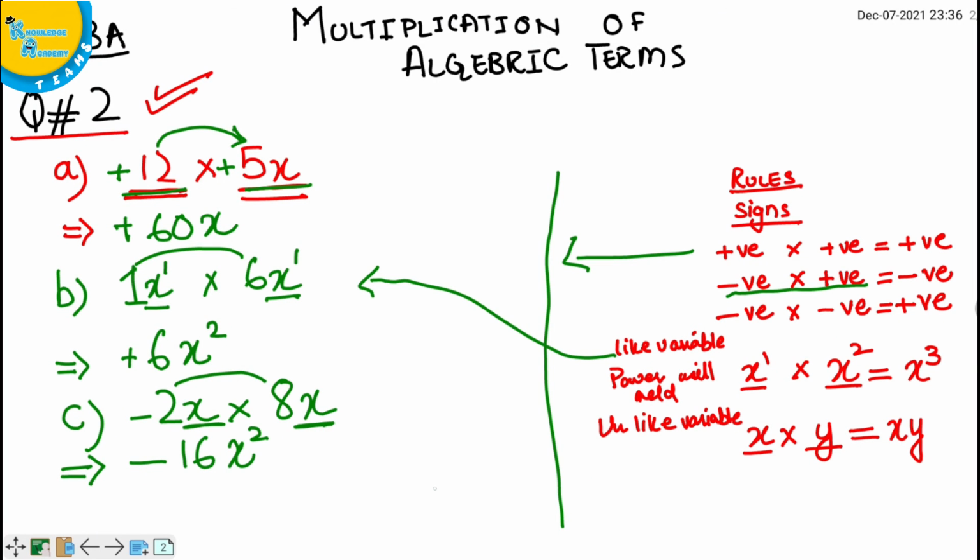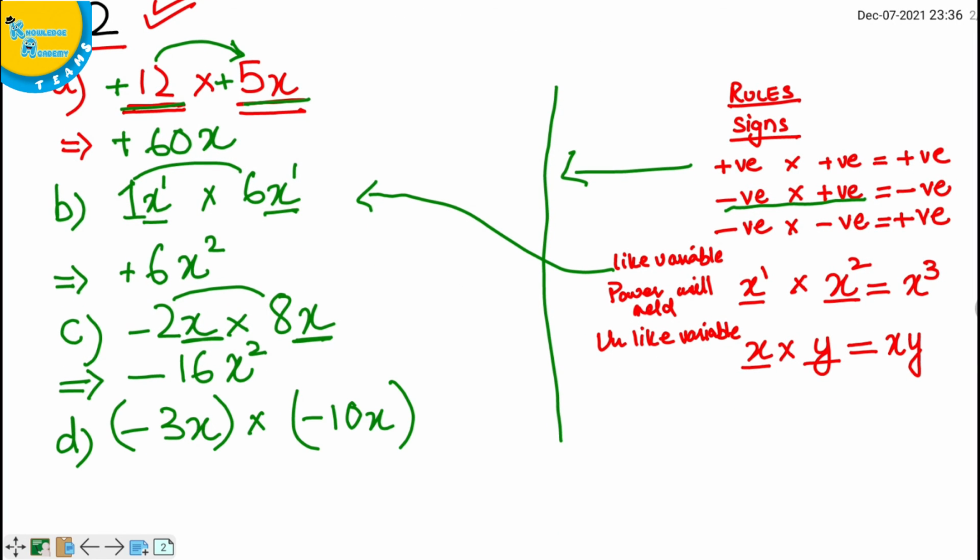Now let's go to question number 2d. In 2d, we can see that both of the terms have the negative sign. So what does the rule say? The rule says if both of the terms have the negative sign, the answer will have the positive sign. So I'm going to write positive. We will multiply the coefficients: 3 multiplied by 10 is 30, and we have like variables, and we will add the powers of these variables. So x square will be our answer.